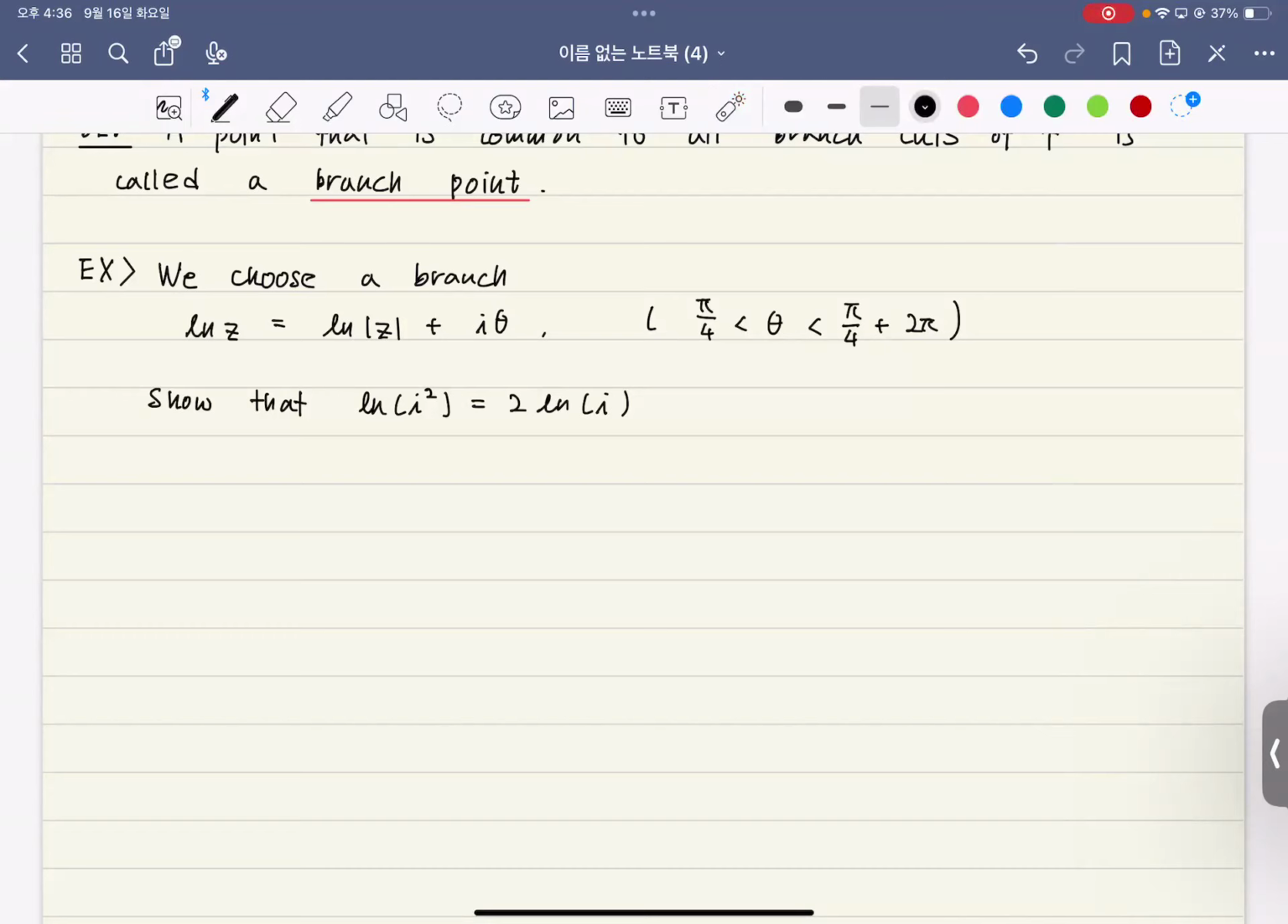Okay, the next theorem is considered very important, which is about the derivative. Now let f be any branch of ln of z.